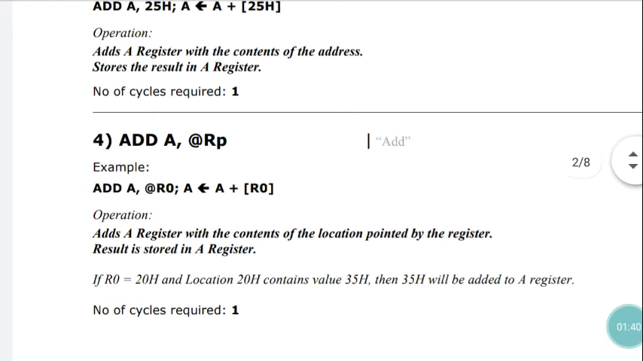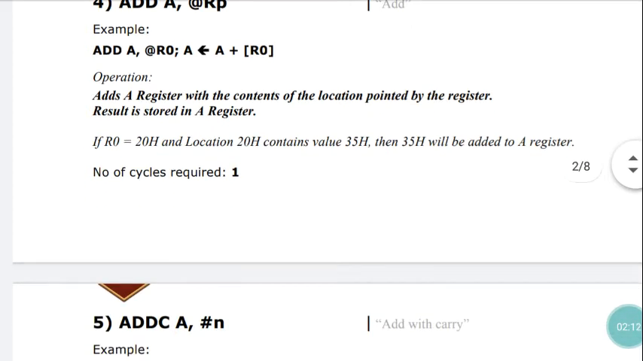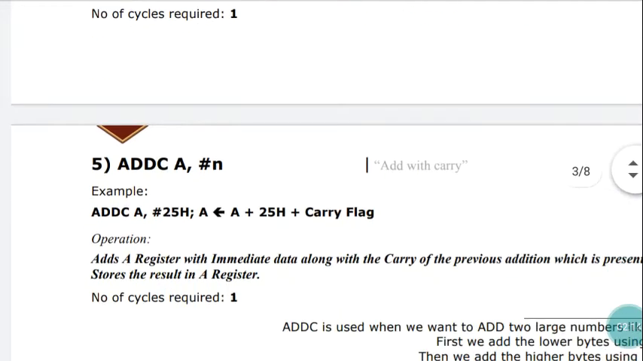Next one, ADD A, @Rp. That means here we are adding A value with the value pointed by the register. Here @Rp is present. That means whatever the value present in Rp is not a value. It's actually the address of the second value. Okay, and now adding A value with the value pointed by the register R0, and the result is saved into the A register. R0 contains the address, not the value.